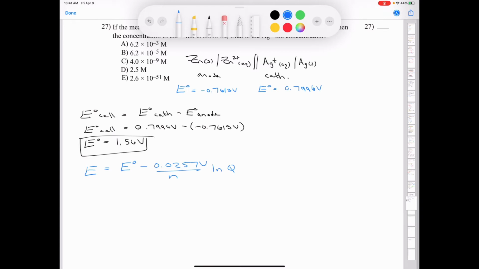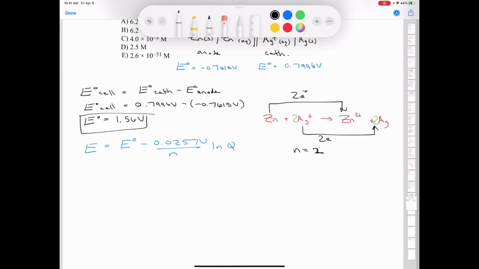Well, how many electrons are being transferred in this reaction? I'm just going to write it on the side that if we have zinc plus silver+ ions producing zinc 2+ ions plus solid silver, in order to balance that, I need to put a 2 in front of both of my silvers, and I can see that overall the zinc is losing 2 electrons and the silver overall is gaining 2 electrons, and so my n is equal to 2.